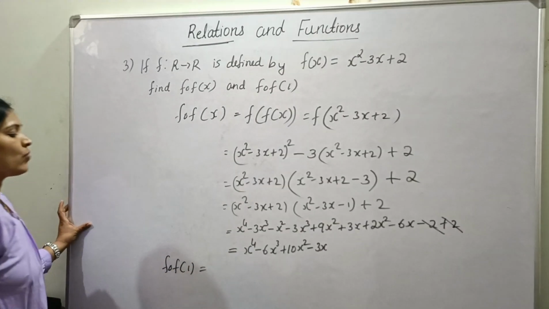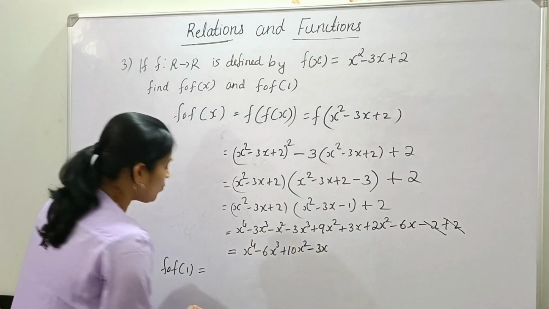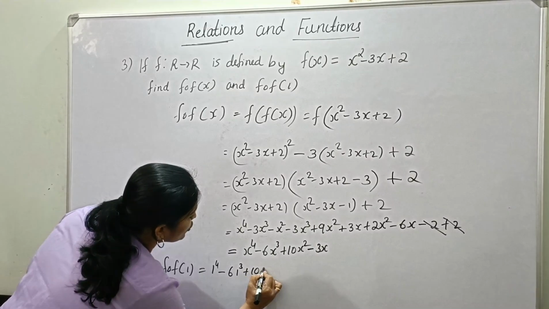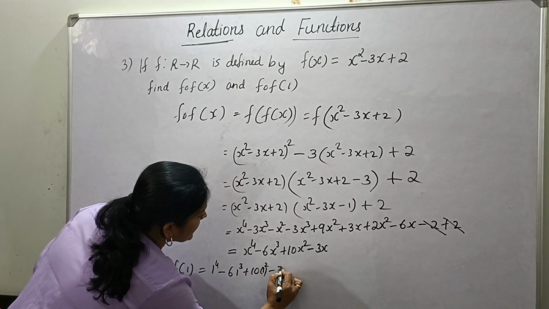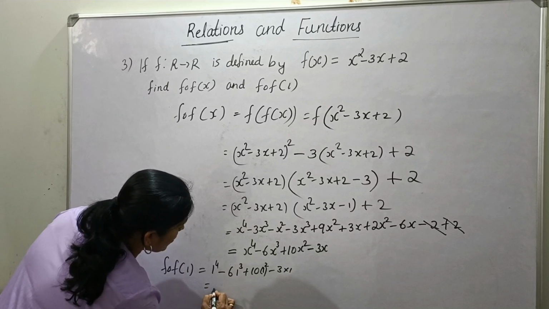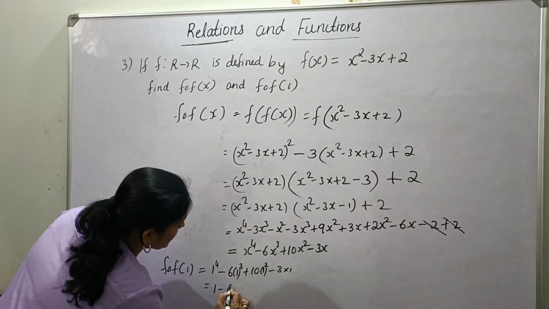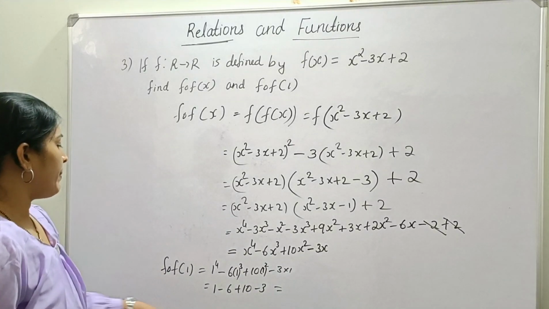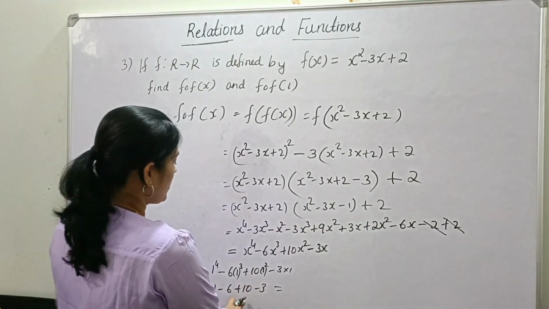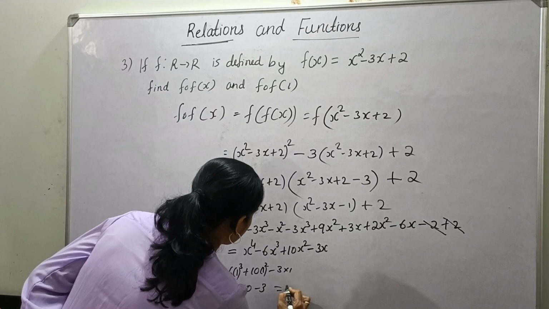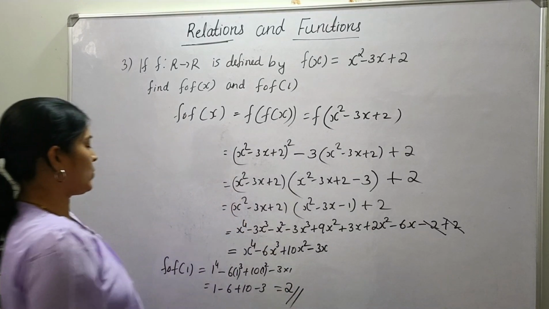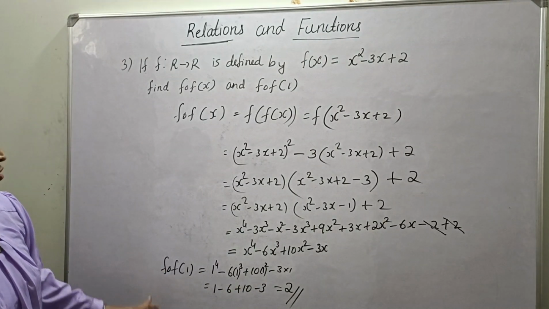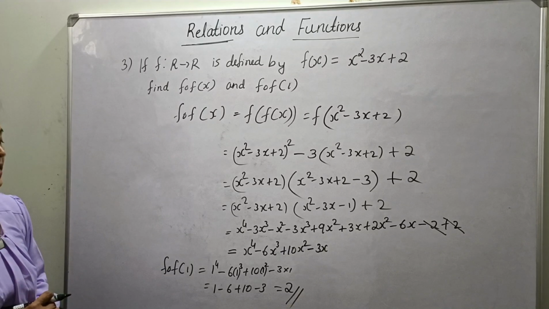Now let us find f∘f(1). Substitute x = 1. So 1⁴ − 6 into 1³ + 10 into 1² − 3 into 1. That is 1 − 6 + 10 − 3. Minus 5 plus 10 is 5, 5 minus 3 is 2. So f∘f(1) is 2.